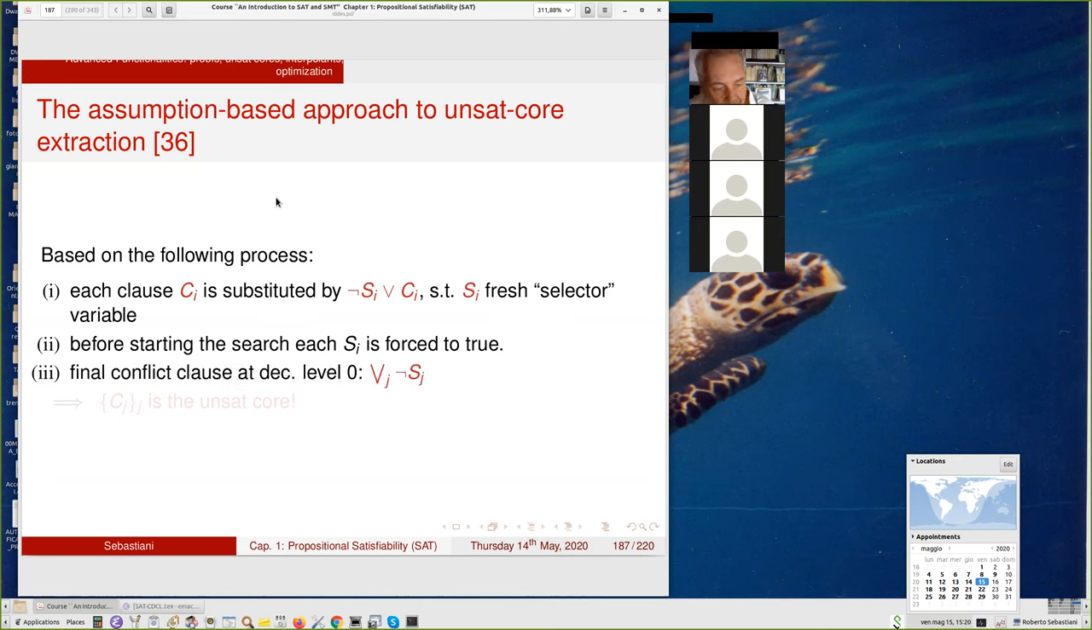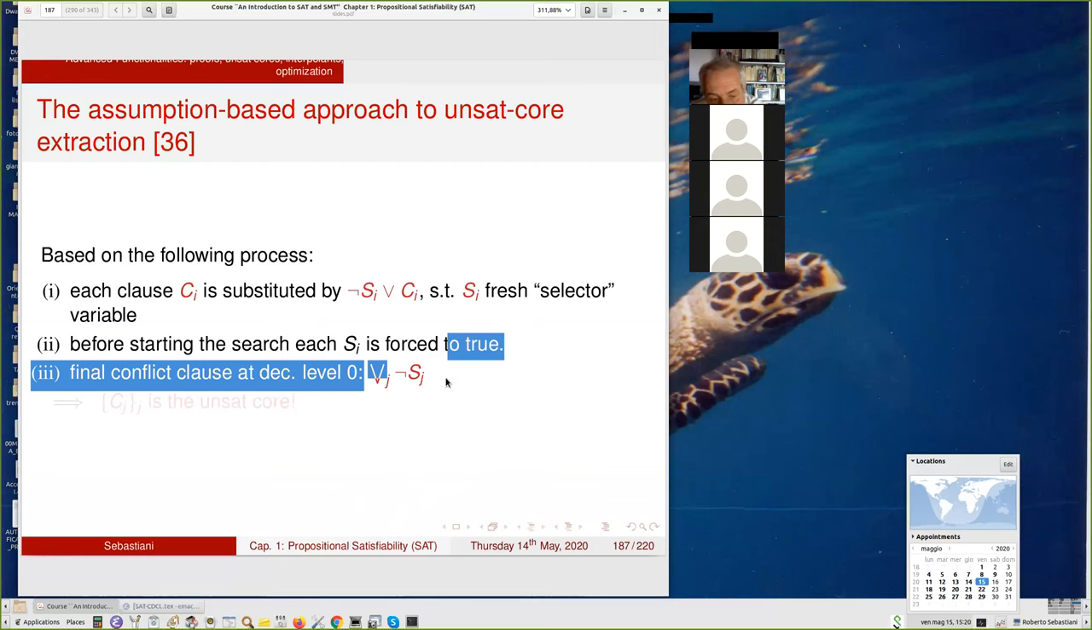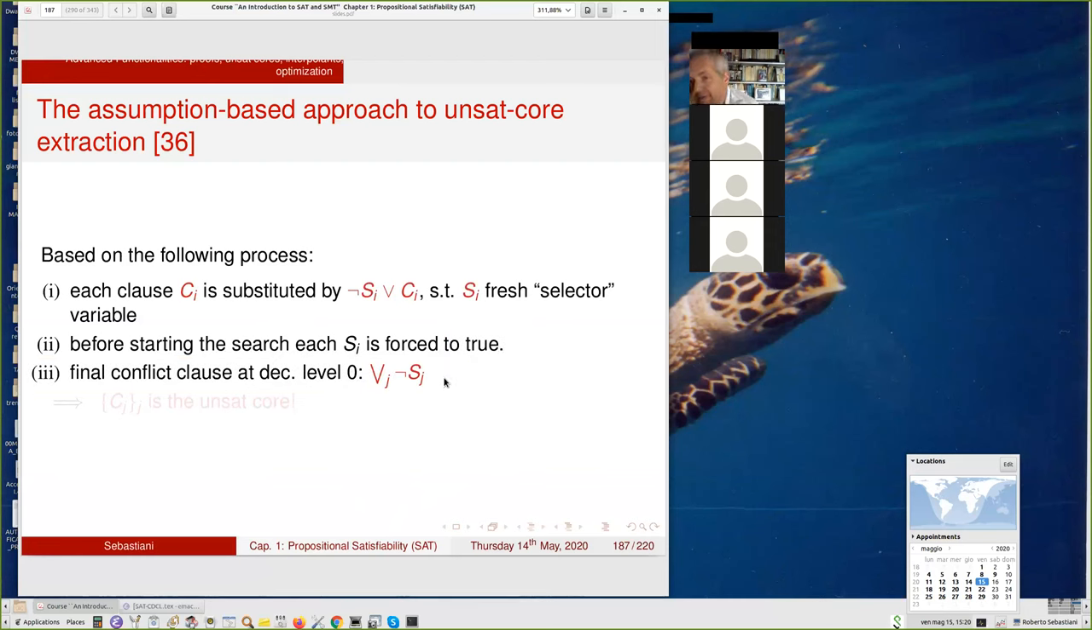So at the end, you do resolution, resolution, resolution. At the end, this returns unsat, producing a conflict clause on variables on level 0. You set variables on level 0, which means that the final conflict clause is in the form of the negation of some Si, Sj.